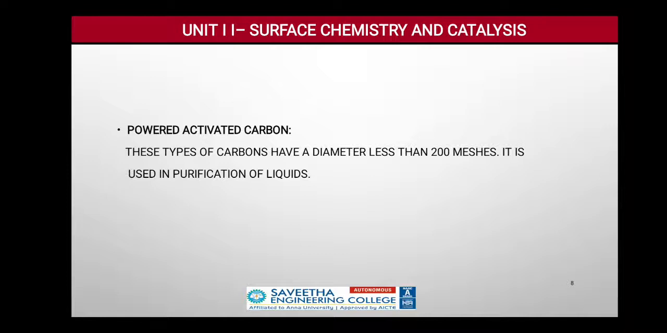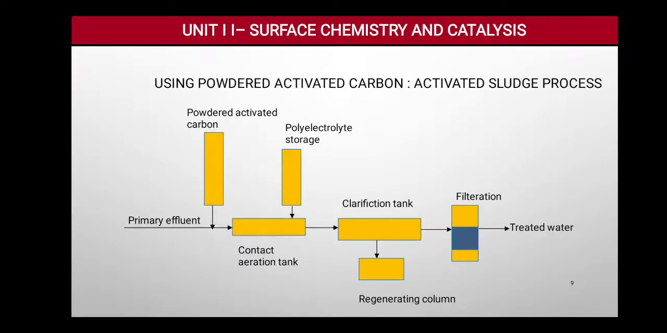And the next one is powdered activated carbon. This type of carbon has a diameter less than 200 mesh. It is used in the filtration of liquids, mostly effluents from industries, which are purified with the help of powdered activated carbon. And this is the simple flow diagram of the activated sludge process.